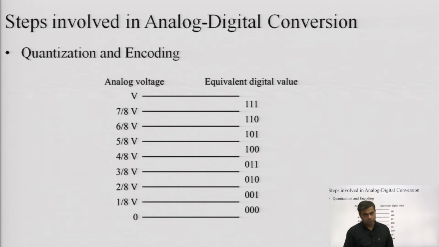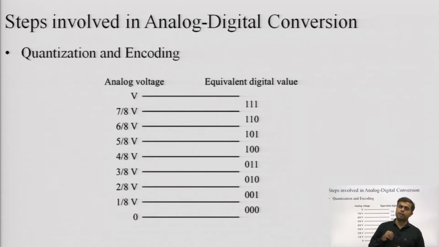So after this sample and hold process, the output becomes discrete, but it is still not digital, and once levels are assigned to these discrete levels, then I can say that my output is now a digital output. Okay. So 0 to V volt is being split into different levels, 1 by 8, 2 by 8, 3 by 8, up to 7 by 8, and these are assigned values 000 to 111. So there are a total of 8 levels.